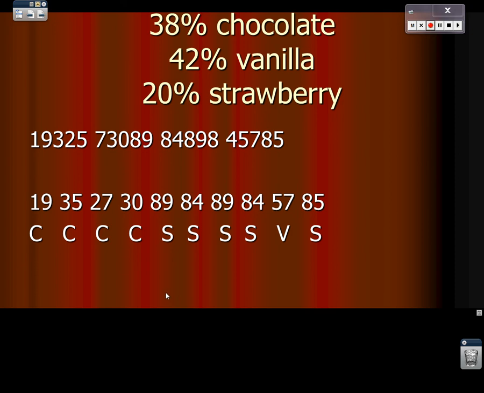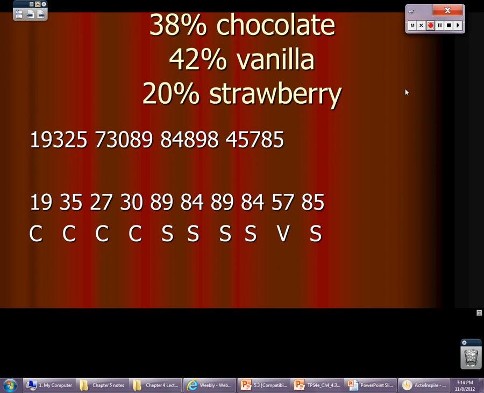So out of my run of 20 numbers, I'm simulating 10 different customers. Each 2-digit number represents a different customer. Only one time did I have a person through simulation preferring vanilla, which is when I had the 57. So I could say one time out of 10, I would have a customer preferring vanilla. Well, my simulation found 10%, where my relative frequency was 20%. That's not too far off.